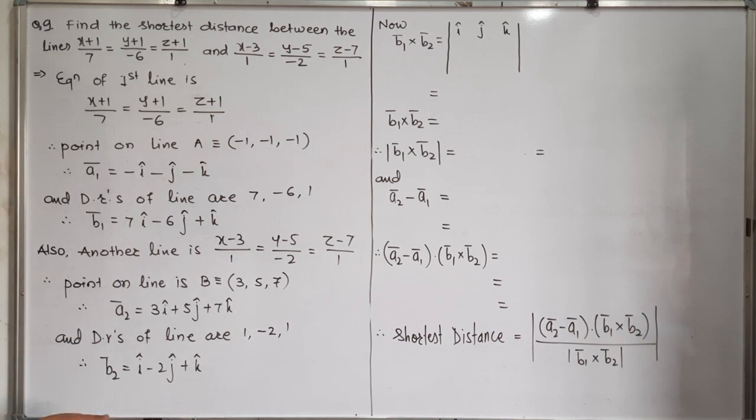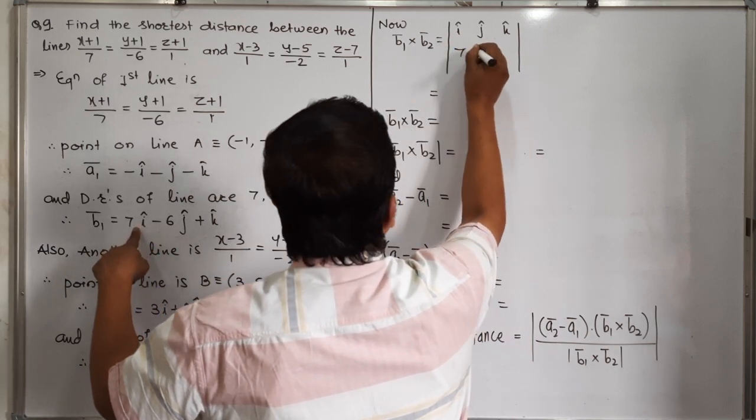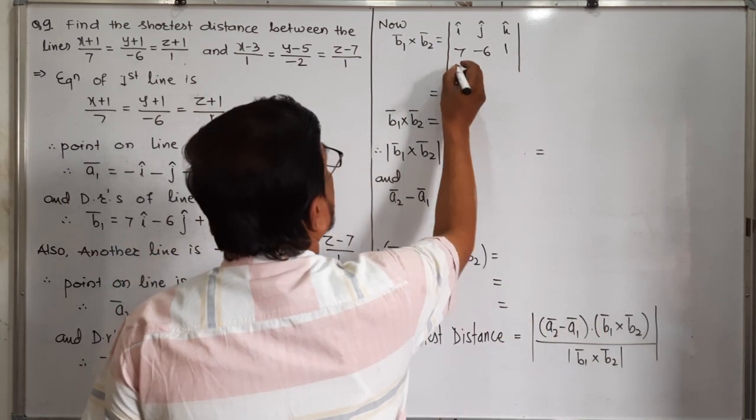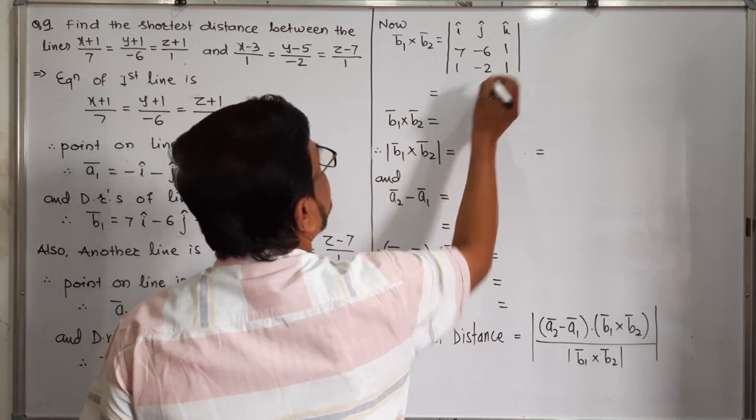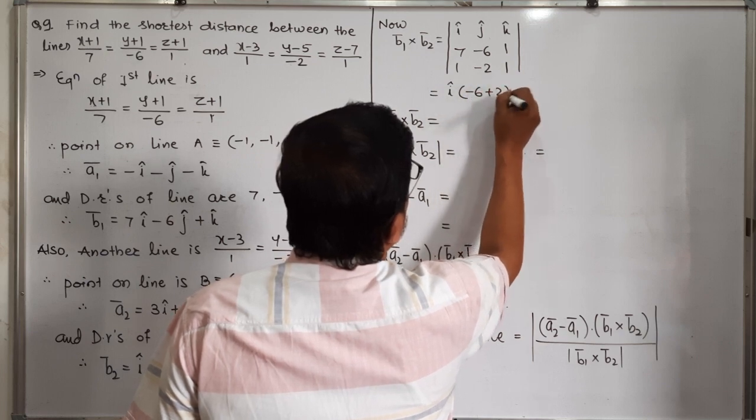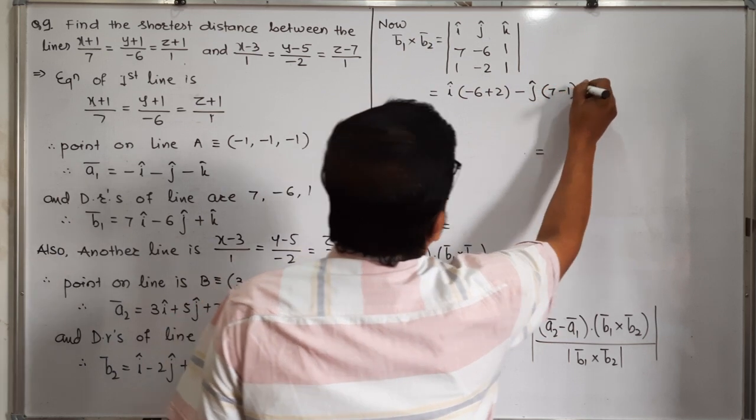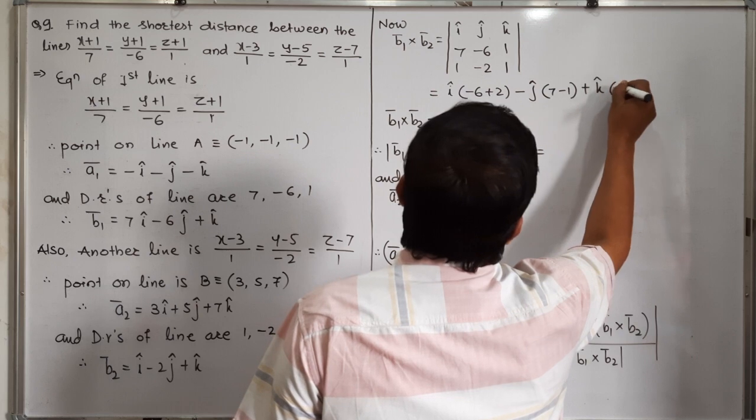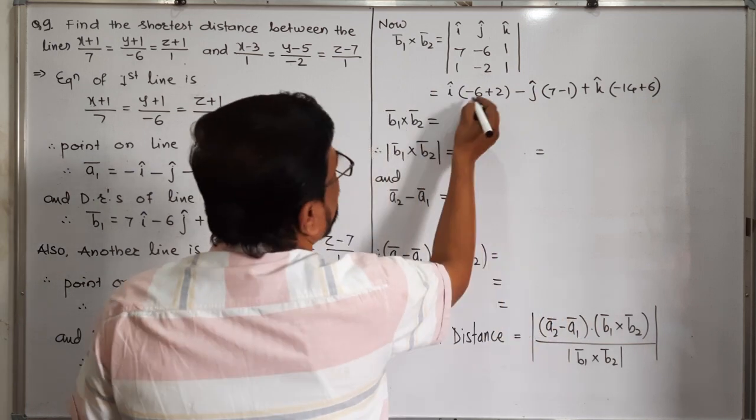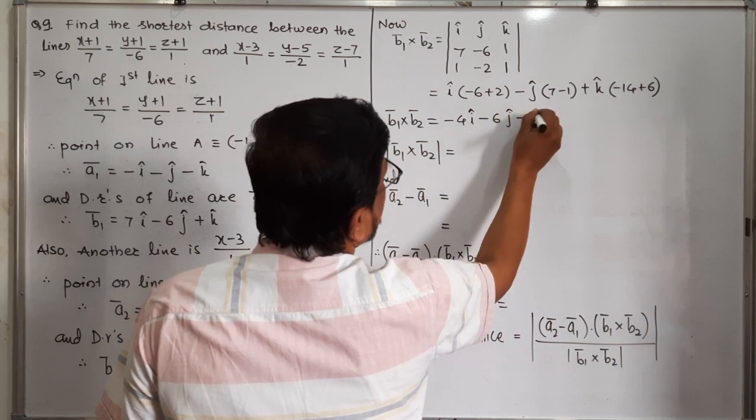Now b1 cross b2 is the determinant with i, j, k; components of b1 are 7, minus 6, 1 and b2 is 1, minus 2, 1. Now it is i cap into bracket minus 6 plus 2, minus j cap into bracket 7 minus 1, and plus k cap into bracket minus 14 plus 6. That is nothing but minus 4i cap minus 6j cap minus 8k cap.